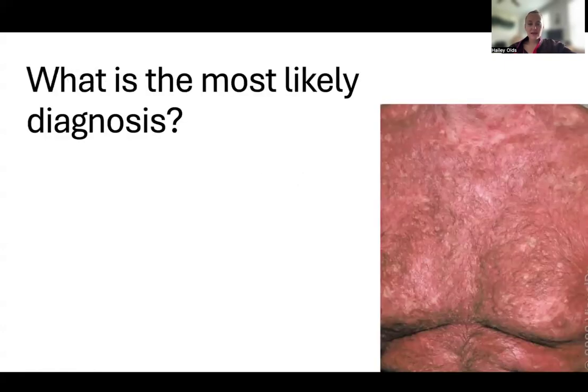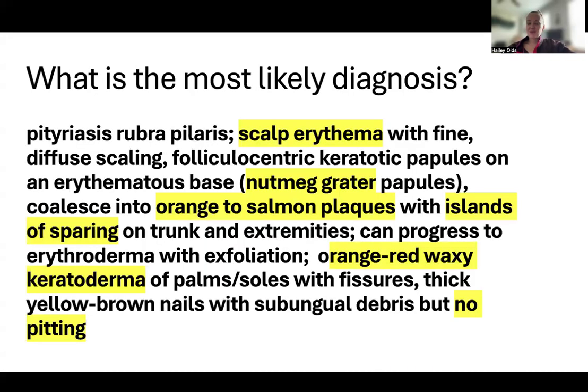Okay, perfect. So again, if things are highlighted, that means it's high yield. So what is the most likely diagnosis here? There are red, orange plaques that are coalescing with some islands of sparing. That's the buzzword for pityriasis rubra pilaris or PRP. You get these orange to salmon plaques with islands of sparing, folliculocentric papules that are like nutmeg grater papules, scalp erythema with scale, and orange, red, waxy keratoderma on the palms and soles. And you get nail changes, but there's no pitting. So that can distinguish it from psoriasis.